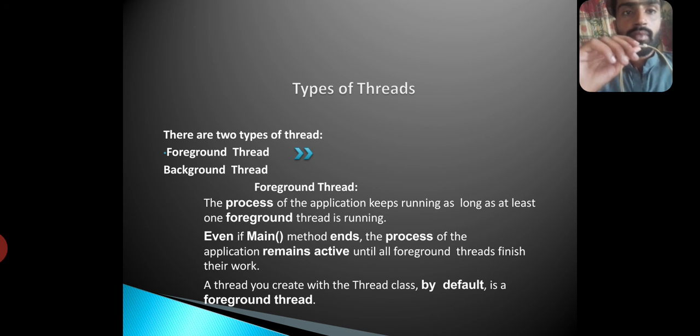Types of threads. There are two types of thread: foreground thread and background thread. Foreground thread: the process of the application keeps running as long as at least one foreground thread is running. Even if the main method ends, the process of the application remains active until all foreground threads finish their work. A thread you create with the Thread class is by default a foreground thread.